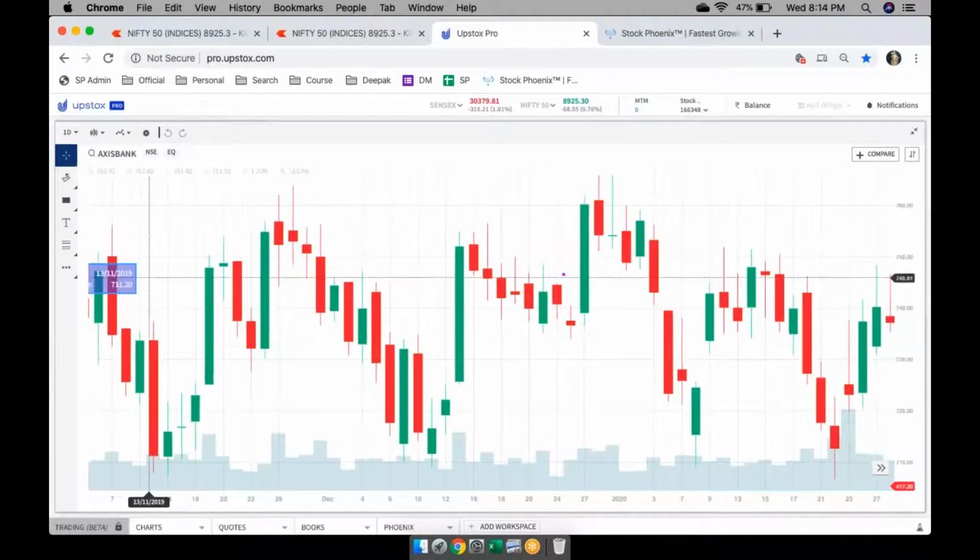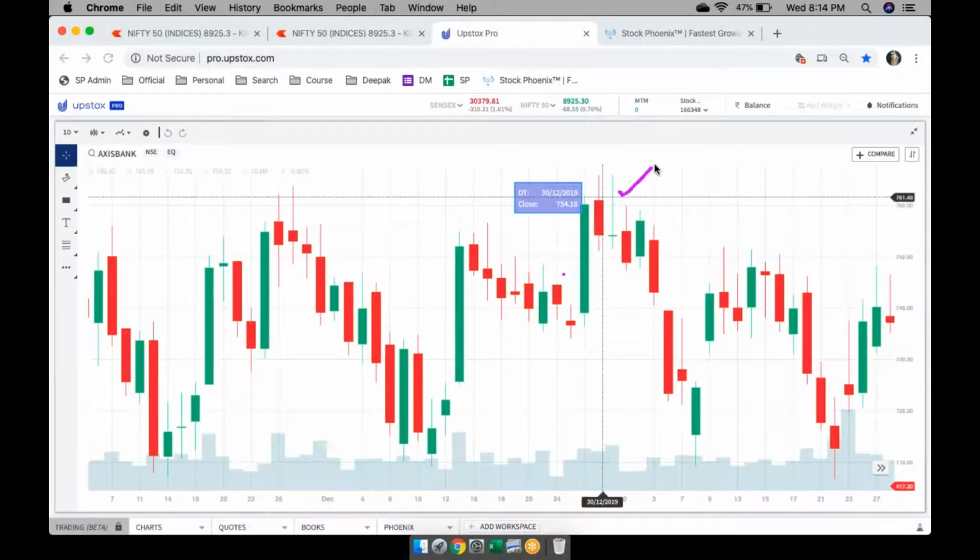This can be considered. This can be considered. So this is a doji. This can be considered because it is at the top of the curve. This also can be considered because it is almost at the bottom of the curve. This can be considered. This also can be considered.